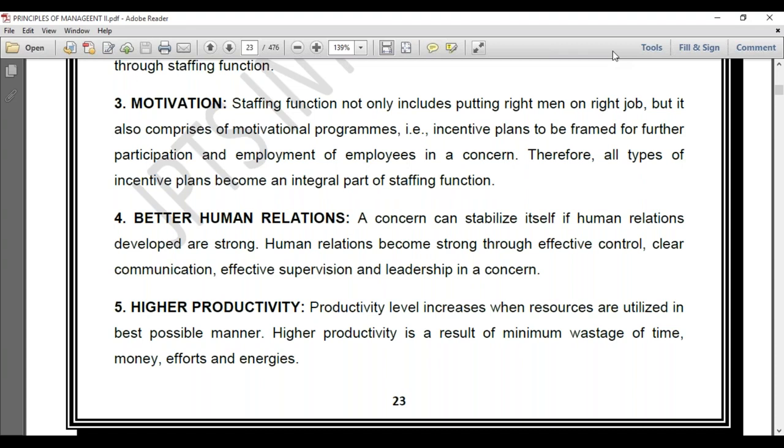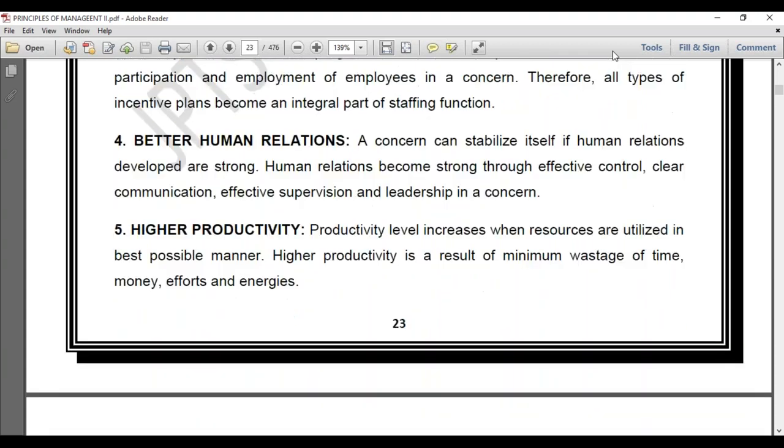We also look at higher productivity. It helps in improving the quality of jobs in the workplace.